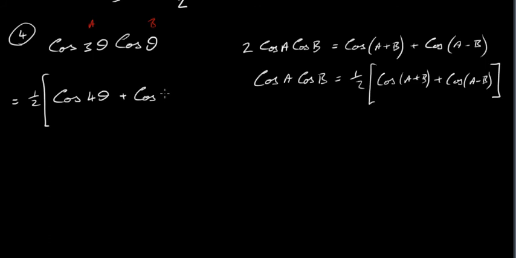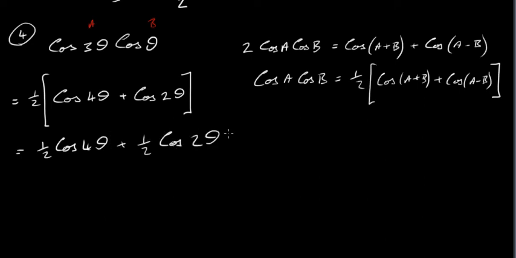I mean, you can write it as a half cos 4 theta plus a half cos 2 theta if you like, but remember we started here with this product. It's a cos of something multiplied by the cos of something, and we've converted it into half cos 4 theta plus half cos 2 theta. Okay, one more then and that'll be it.